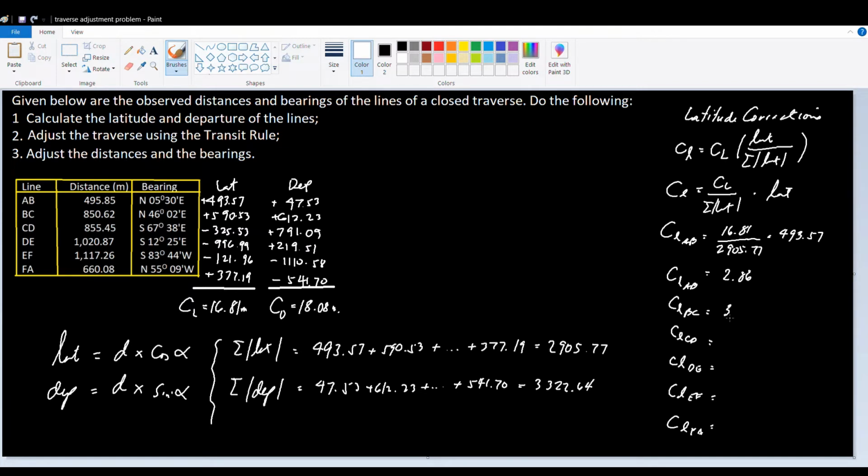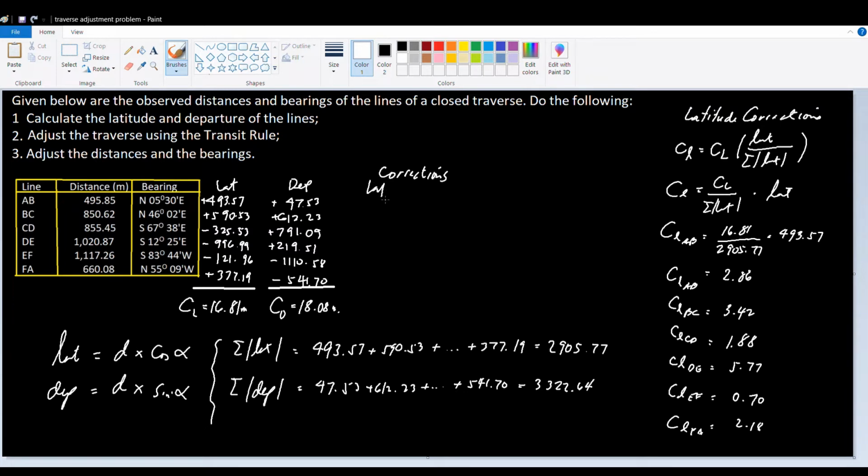3.42. Okay, so that is 16.81 all over 2905.77 multiplied by the latitude of the next line, BC, which is 590.53. And that value should be 3.42. Then 1.88 for the latitude correction of line CD, followed by 5.77, 0.70, and 2.18.